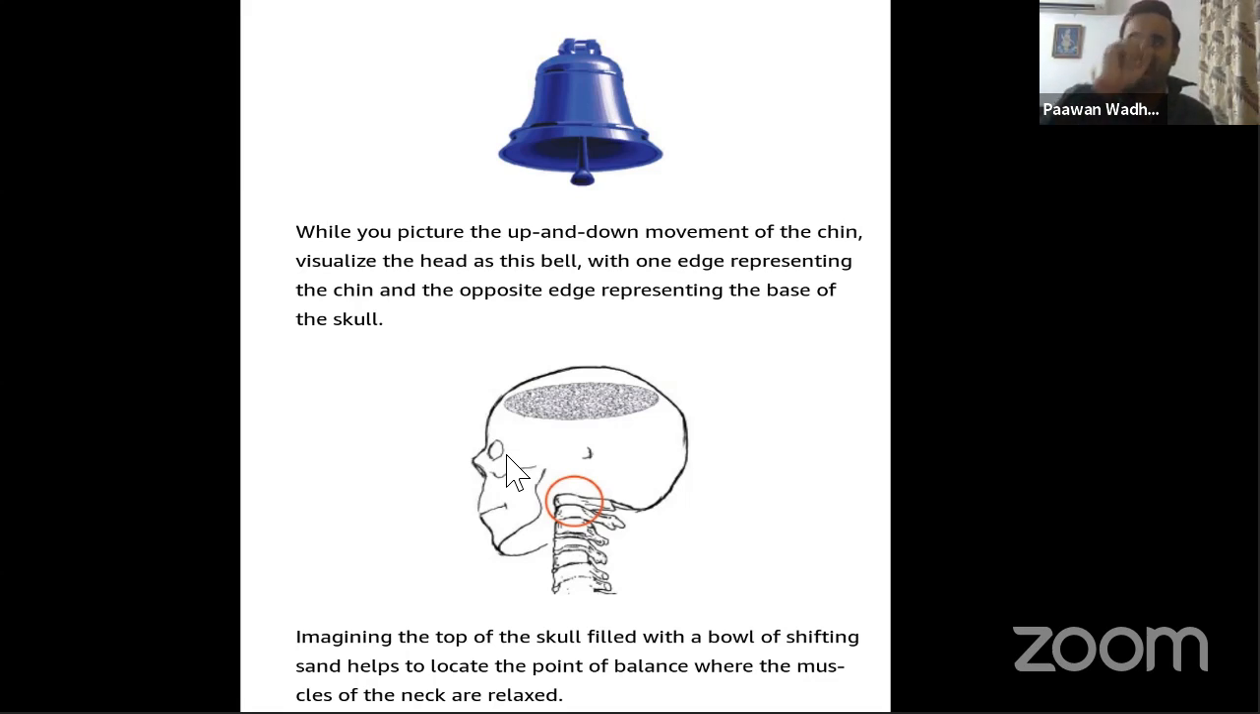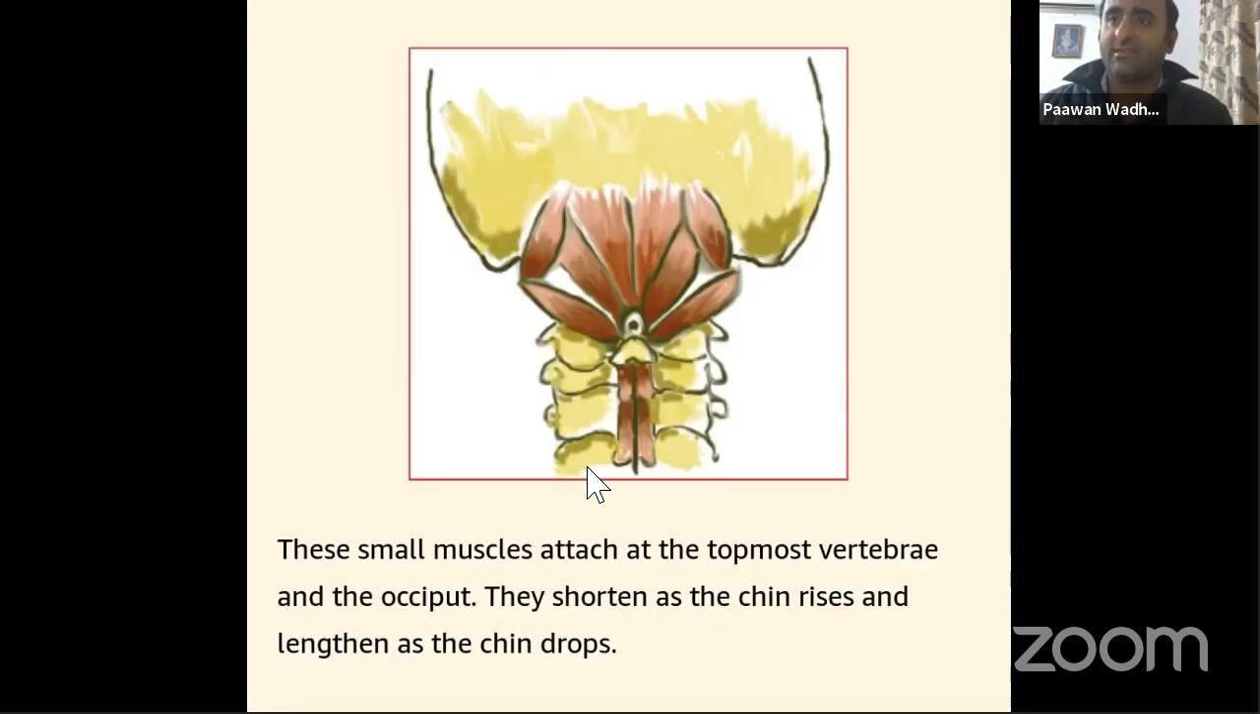your spinal axis, right? So the thing is, these small muscles attached at the topmost vertebrae, these back muscles that attach at the topmost vertebrae and the occiput, they shorten as the chin rises and lengthen as the chin drops. So your chin should be dropping most of the time if you want to lengthen your neck, right?